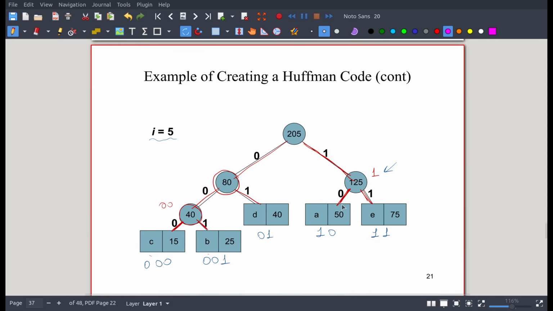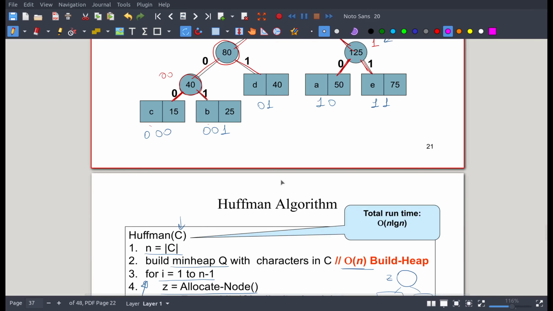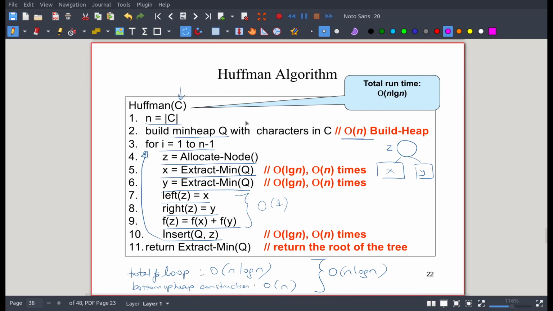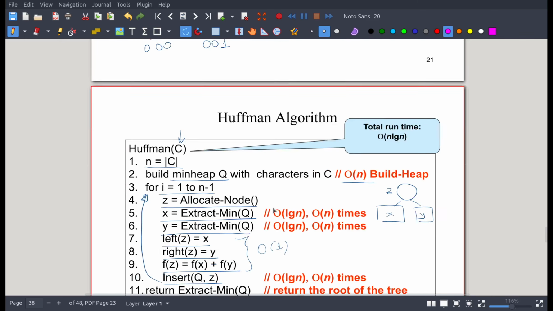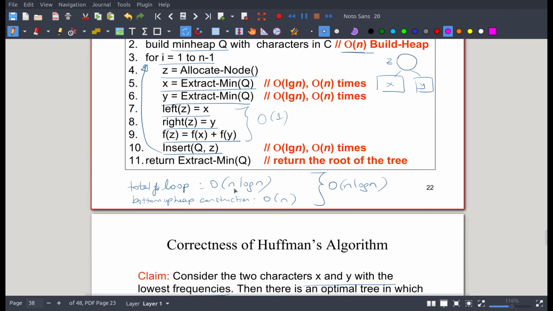So we have this Huffman code tree here, as you can see. In this tree we want the more frequent ones to be higher up in the tree and the less frequent ones to be lower in the tree. So the lower frequencies will be lower in the tree and the higher frequencies will be higher up in the tree. And this is the algorithm that we're using to make the Huffman tree, basically using a min heap.